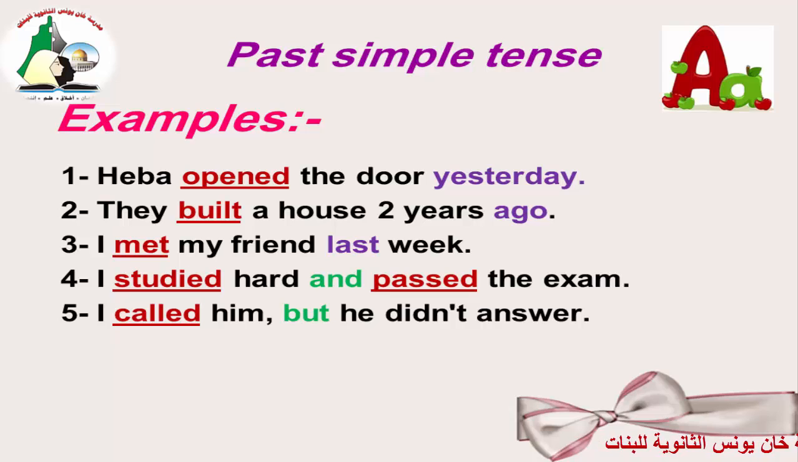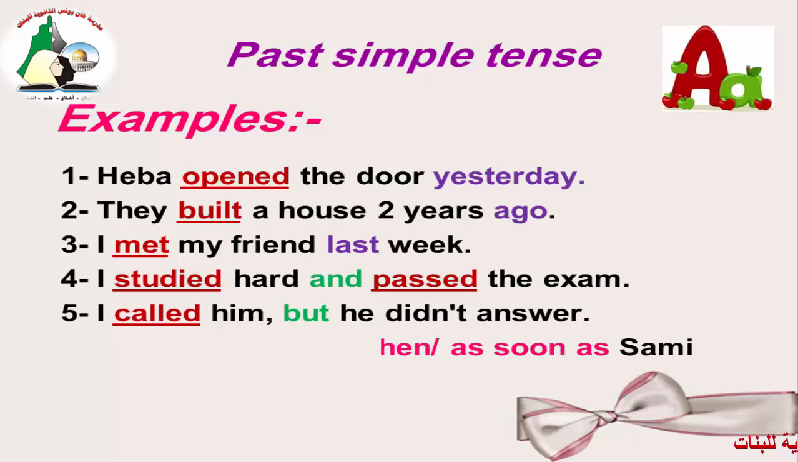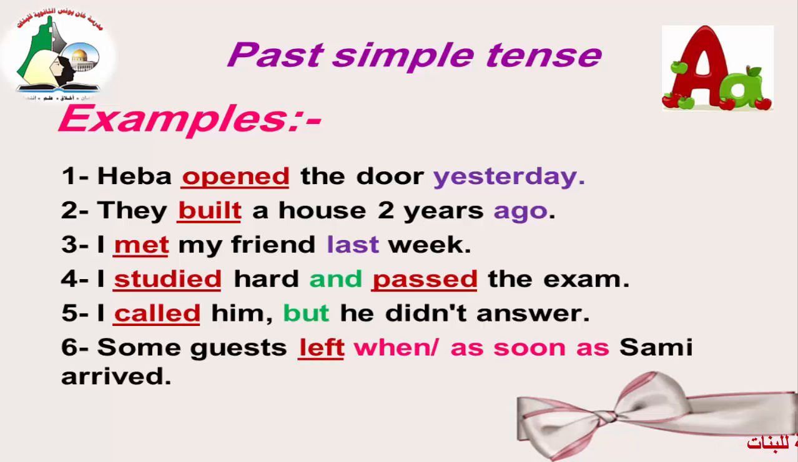Look at but. It connected the two verbs called and didn't answer. Okay? But here connected contrasted ideas, not like and, okay? But both of them, and but, are used to connect past actions, okay, in past sentences. Now look at example 6.